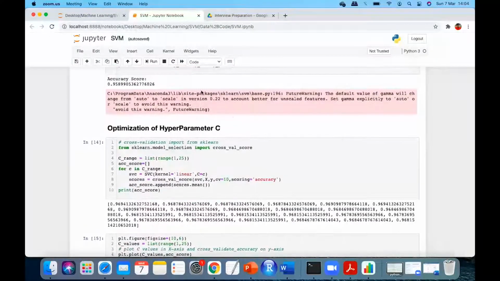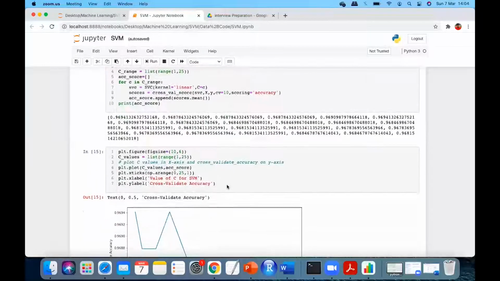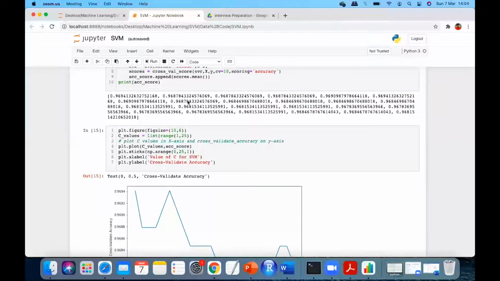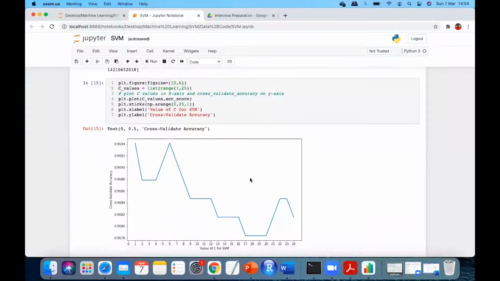Coming on to our next part, optimization of hyperparameter C. So what I'll now do is write a function in which I'll put a range of C. I don't know the exact value, and I said you should also not know. So I'll put the value of C from 1 to 25, pass it as C, and then see what the score is. I'm not able to read the scores, so I will plot them. Where do you think it is high?